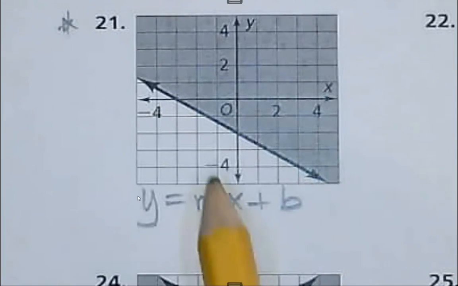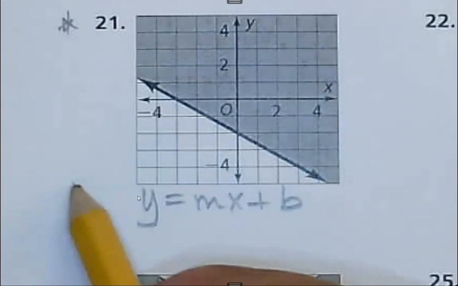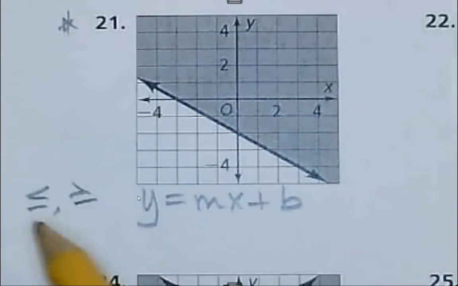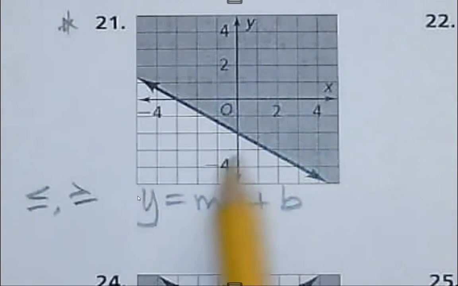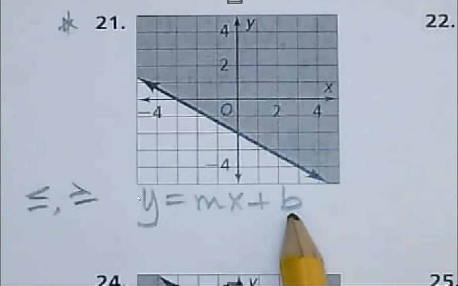So we know that because of the solid line, it either has to be greater than or equal to or less than or equal to. It has to be, just because it's got the solid line, all right? Now let's just think about how we would go about figuring out what this equation would be.